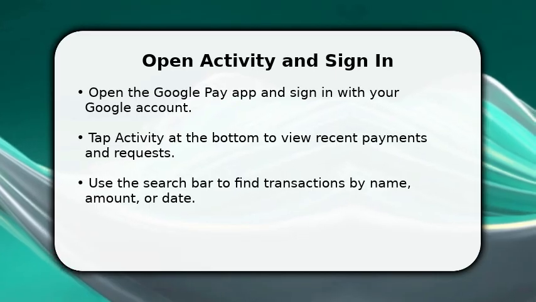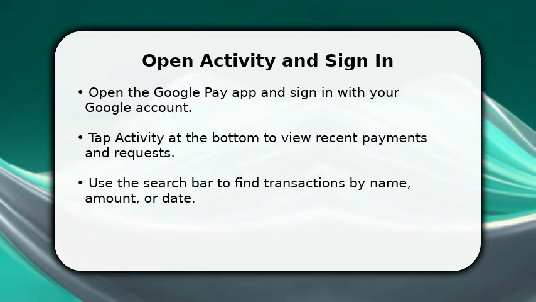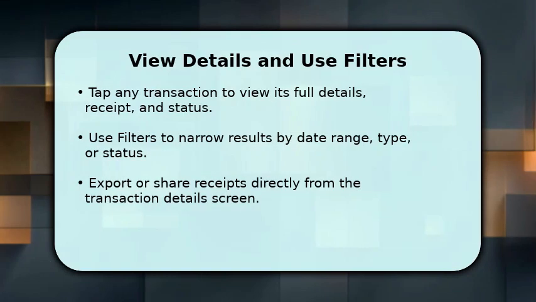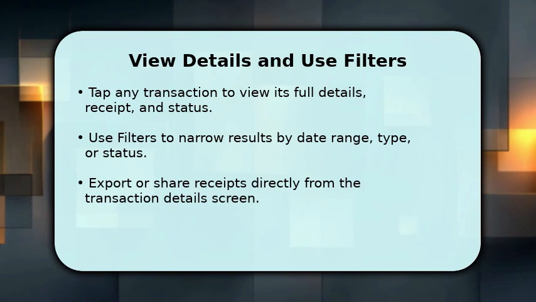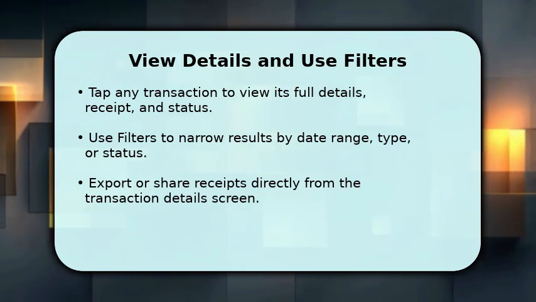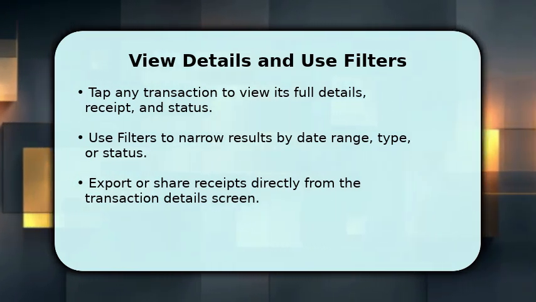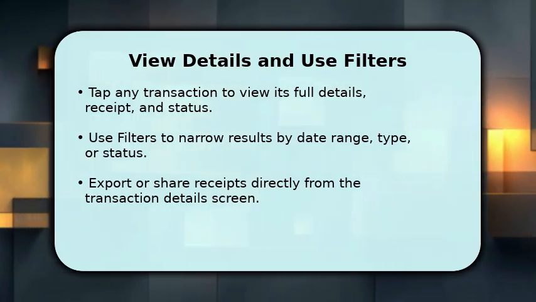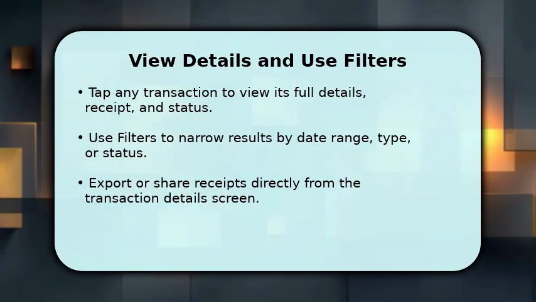Use the search bar at the top to locate payments by merchant name, dollar amount, or specific date ranges. Tap any transaction in Activity to open its full details screen. You will see the receipt, payment method, and transaction status clearly displayed. Scroll for timestamps, payment ID, and any attached notes or messages.